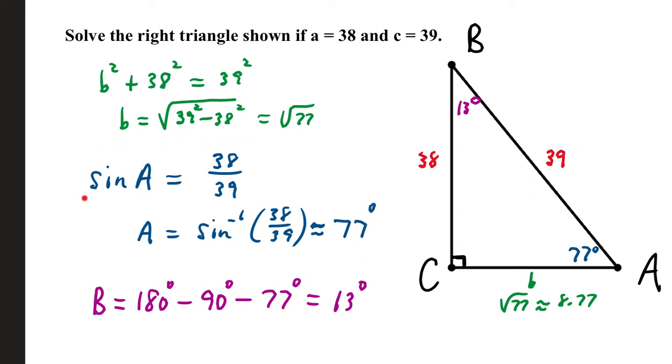And in the navy ink here, that's what we're solving for. From angle A, sine is opposite over hypotenuse. Solving for angle A, you take the sine inverse of that fraction, and you get approximately 77 degrees. 90 and 77 degrees, those add up and only leave us room for 13 more degrees. So angle B has to be 13 degrees.